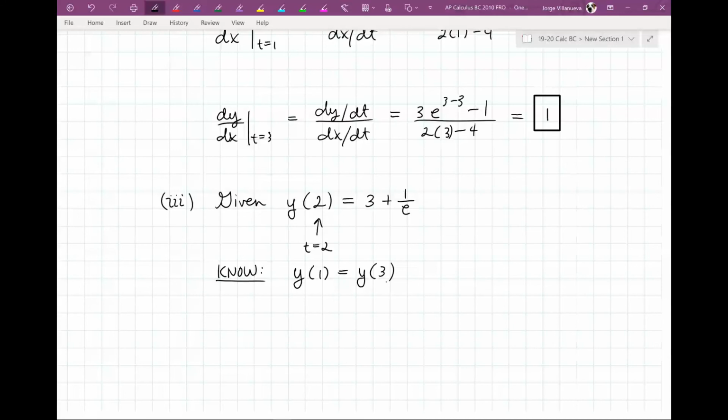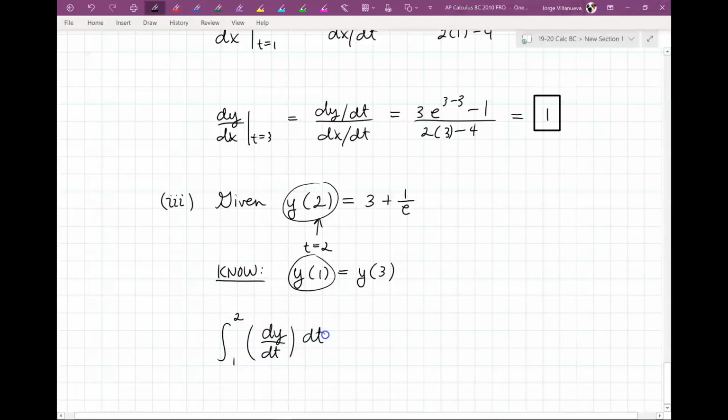We do know that the x-coordinate is 5. We know the t values are 1 and 3. We want to know what y of t is. So this is how I'm going to do it. I'm going to use y of 2, and let's say y of 1. So the integral from 1 to 2 of dy/dt equals y of 2 minus y of 1.